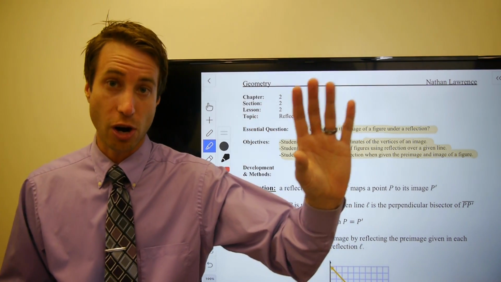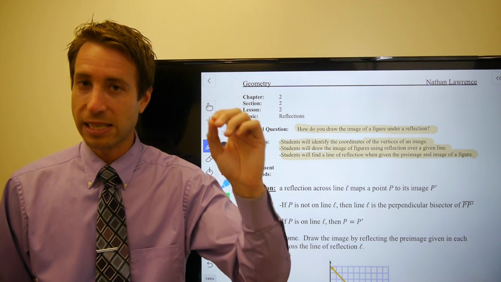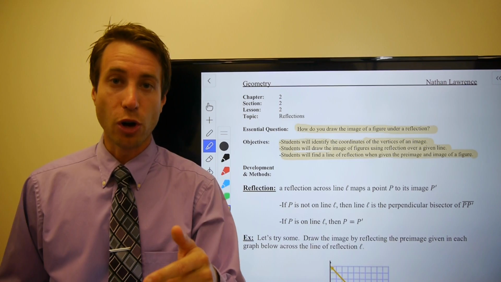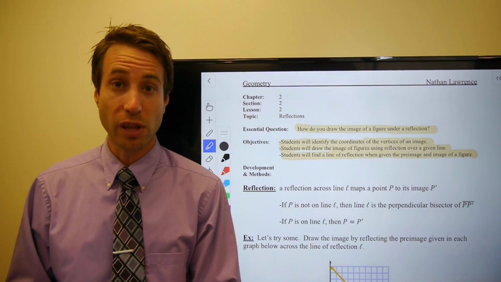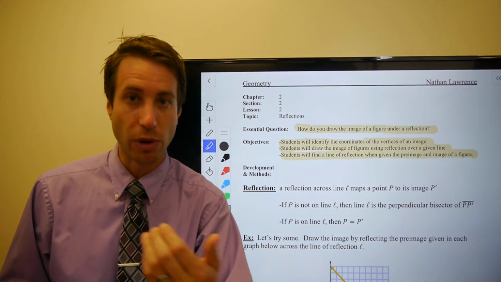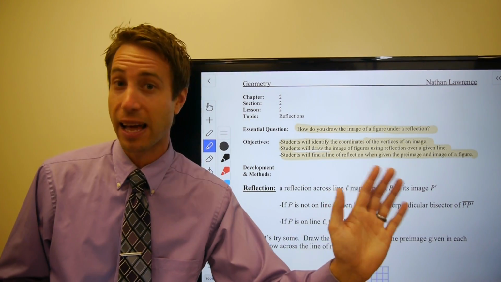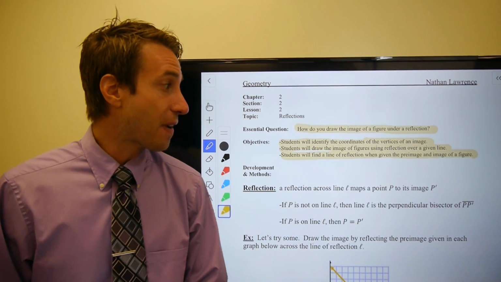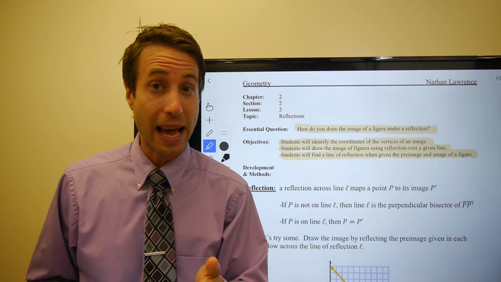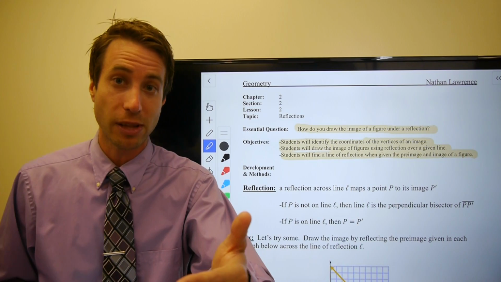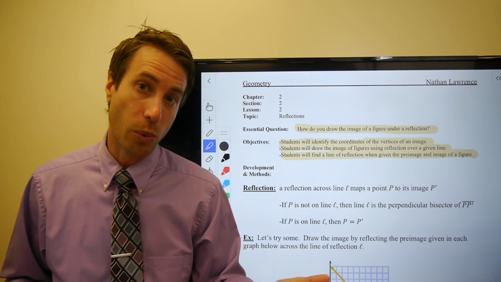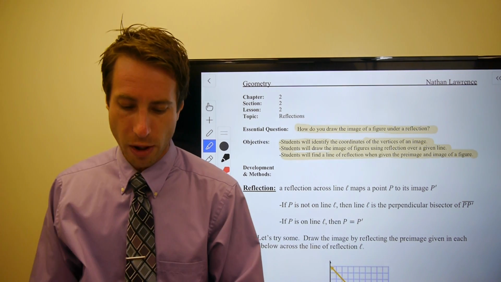First we're going to start off given the vertices, being able to identify the vertices and then make a reflection. Then we're going to do one where I give you the line of reflection: when you reflect a pre-image across that line, where would the image be? And then finally, given both the pre-image and the image, you find me the line of reflection. Instead of me giving you the line of reflection, I'll give you the pre-image and the image, and you tell me where the line of reflection is. So we'll take a look at all of that together.